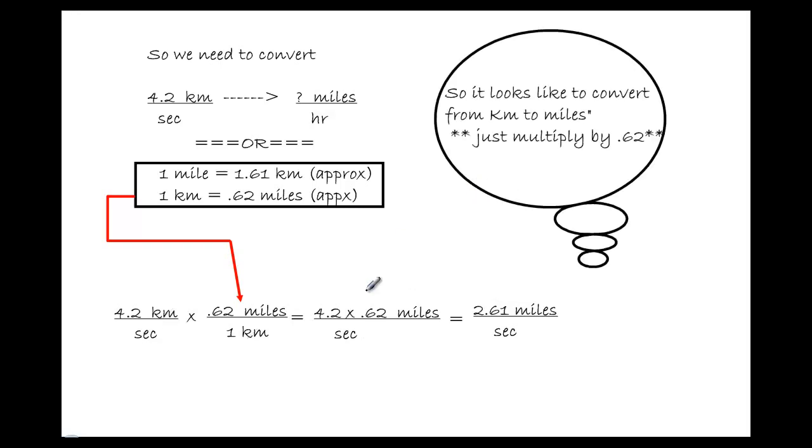So based upon the calculation that we did down here, it looks like we have another technique. We can also convert from kilometers to miles simply by multiplying by 0.62. So we can divide by 1.61 or we can multiply by 0.62, either way.